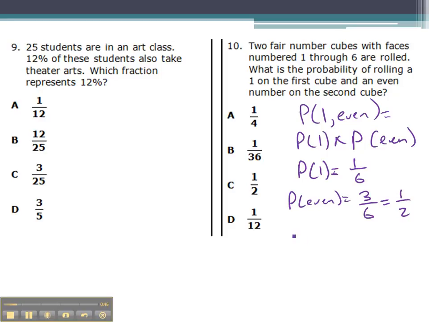So the probability of rolling a 1 and getting an even number is 1/6 times 1/2, and top times top, bottom times bottom, that's 1 over 12, 1/12.